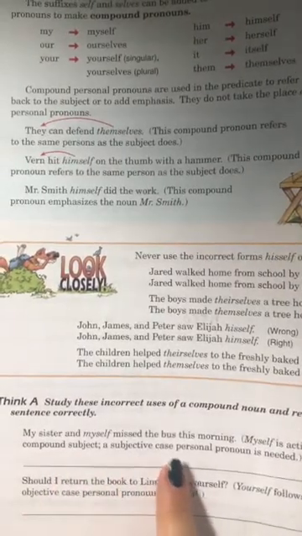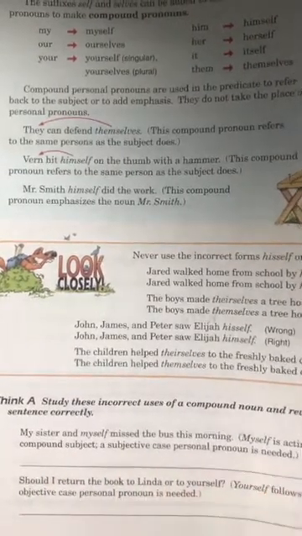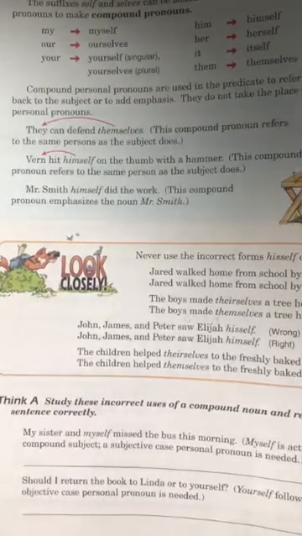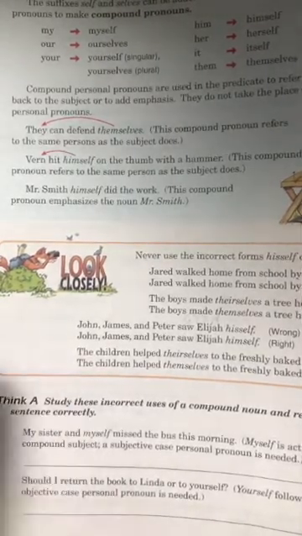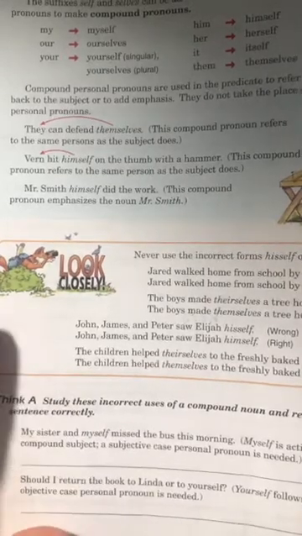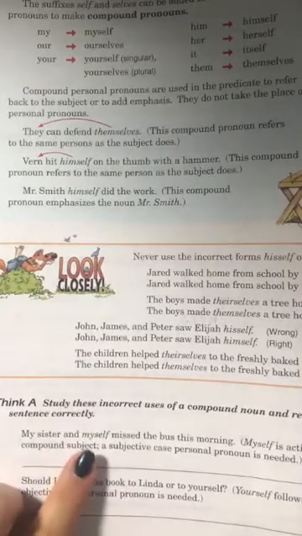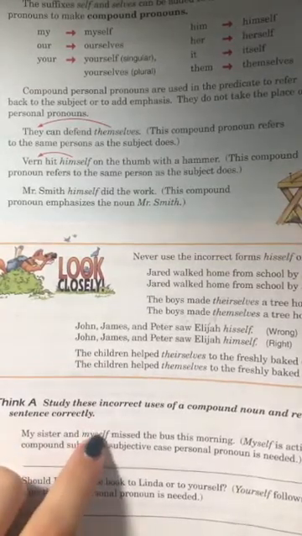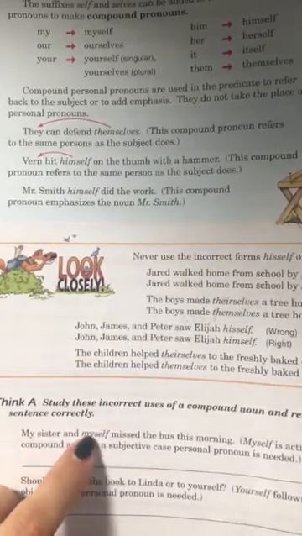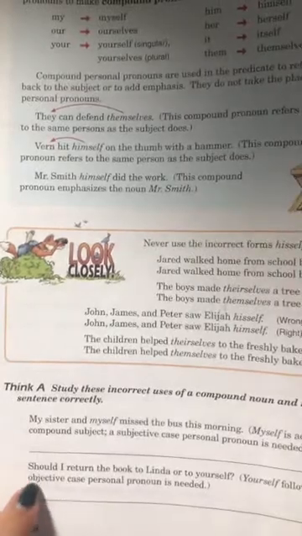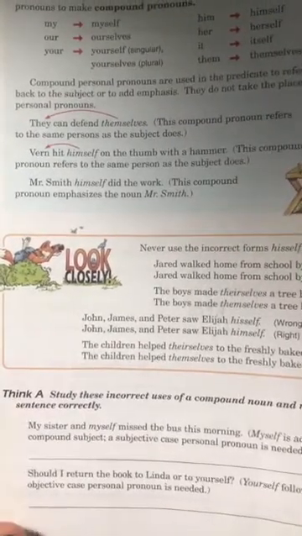In this case, it's letting you know that myself is acting as part of the compound subject. A subjective case personal pronoun is needed. Now, where do we find our subjective case personal pronouns? If you don't already know them by memory, you must go back to page 66 and 67 as a reference, and then find which pronoun can replace myself to make this sentence correct. So really you're just replacing one word in these, and then you have one more on the bottom, and that will be it for Wednesday.